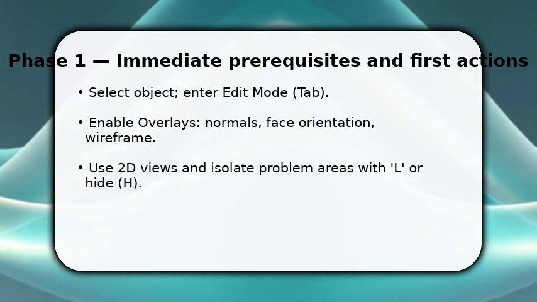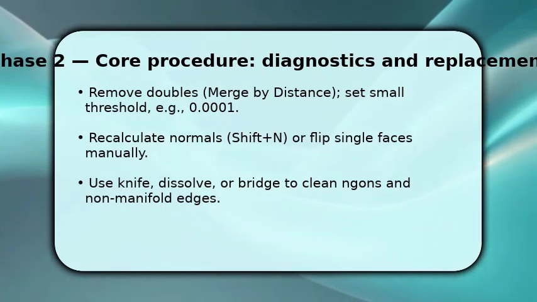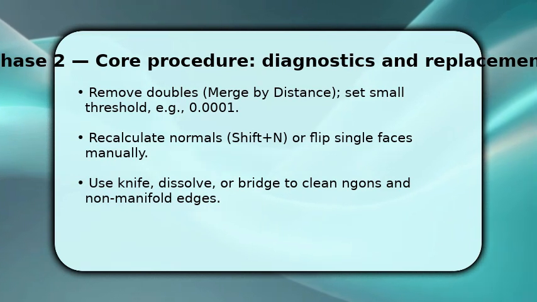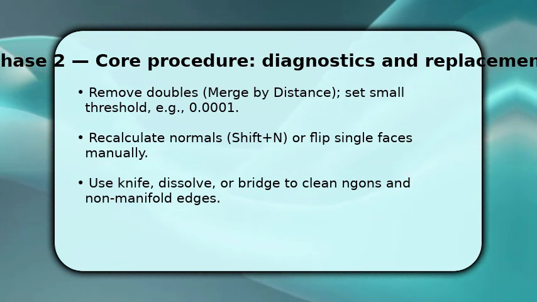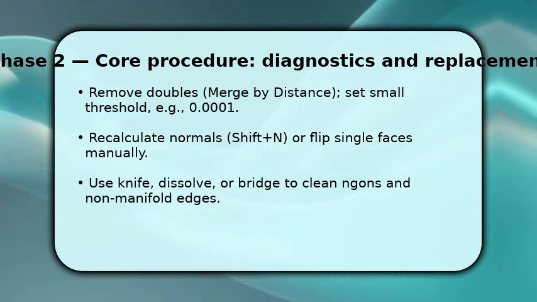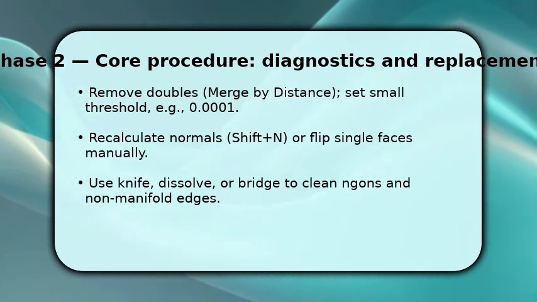Now fix topology and normals. This is the core of the process. First, merge nearby vertices with merge by distance using a tiny threshold to avoid collapsing intended detail. Next, recalculate normals with Shift plus N so lighting and shading behave. If a face still looks wrong, flip it manually.